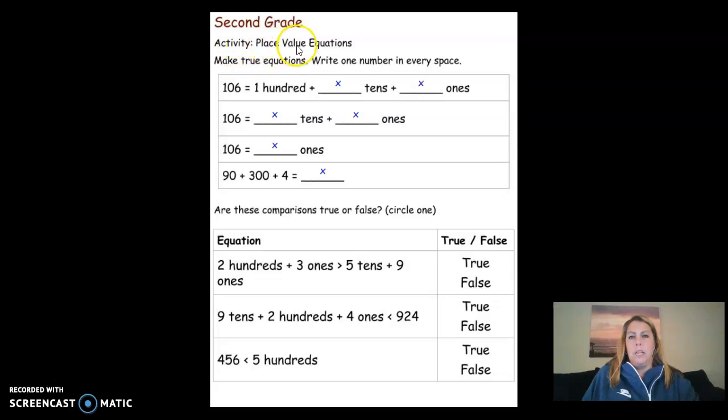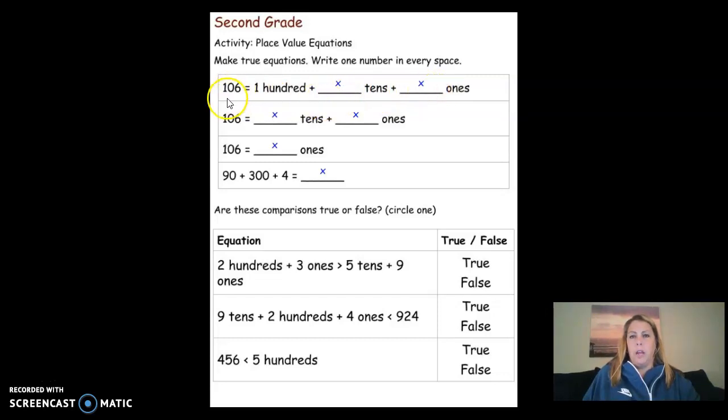So the activity is place value equations. And we know that an equation always has the equal symbol in it. So they want us to make true equations. And we know something that's true is like a factual statement. So they want us to write one number in every space. So they're giving us the number in numerical form, 106. And then they're telling us it equals 100 plus how many tens and how many ones.